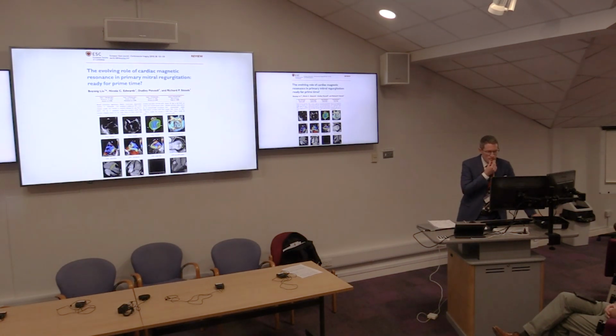So I've shown you some TOE, but I think it's worth highlighting that there is also a role for CMR, partly because this comes from the Birmingham group as well. I think it's nice to show you. And there is increasing traction amongst imagers that actually mitral regurgitation can be pretty well quantified on MRI as well as on echo. And when is it useful?